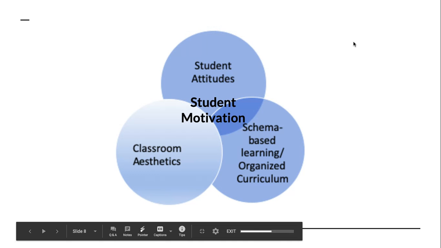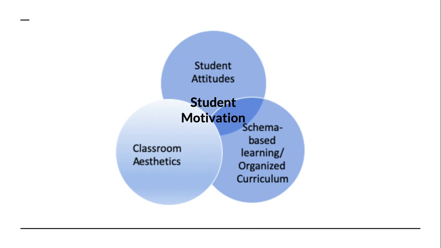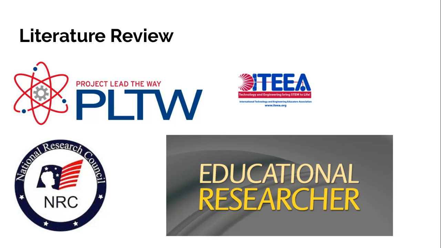So from this variable model that we have here, we have student motivation, classroom aesthetics, student attitudes, and a schema-based learning curriculum, organized curriculum. And I wanted to see how these variables interchange and play a part in student motivation. So with any good actual research project, you have to have a literature review.